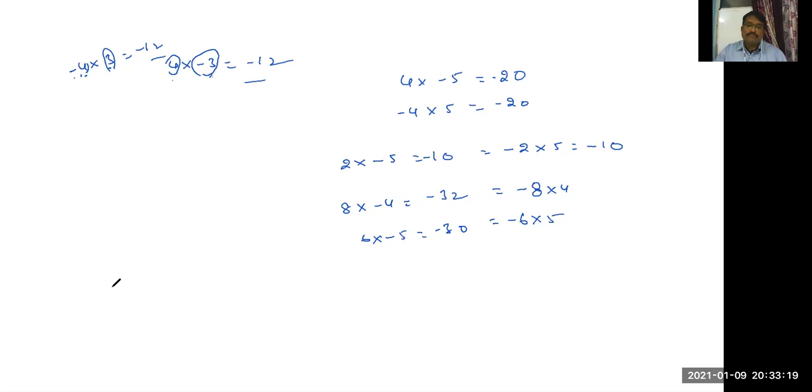So from the above examples, what do we notice? You would have noticed that the product of a positive integer and a negative integer is always a negative integer.